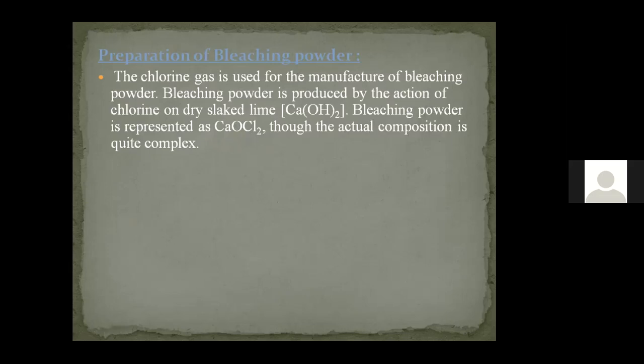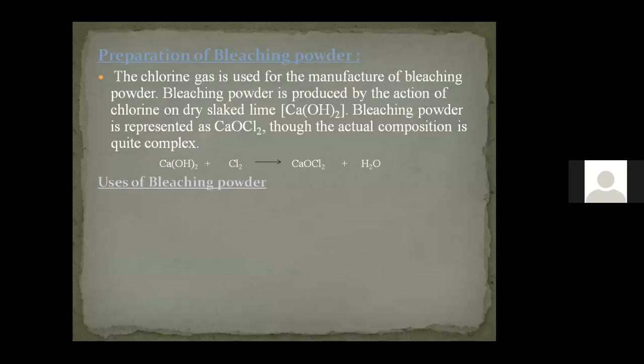So how does the reaction take place? First, we take calcium hydroxide, that is slaked lime, and make it react with chlorine, which is in gaseous form. When chlorine reacts with calcium hydroxide, we get calcium oxychloride, called bleaching powder. Along with that, a water molecule is liberated from the reaction mixture. This is how we prepare the bleaching powder.